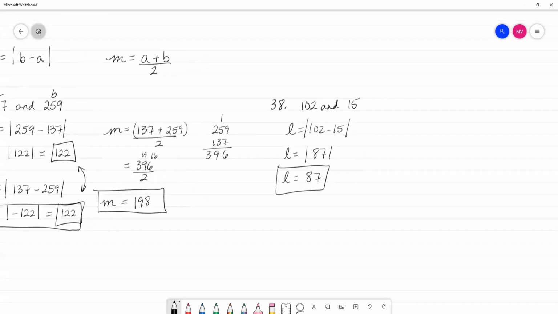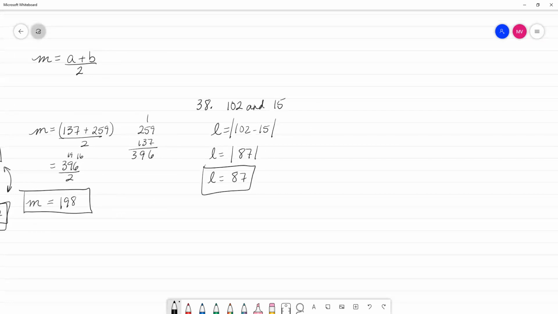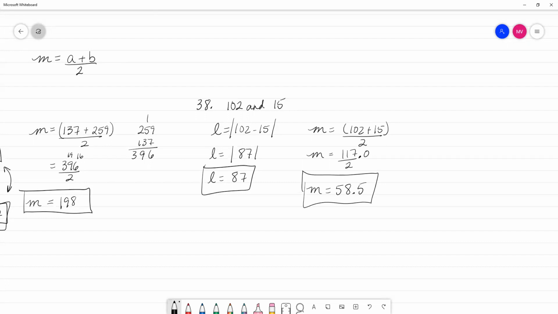All right, now midpoints. So we take midpoint equals 102 plus 15 divided by 2. So 102 plus 15 is 117 divided by 2. So we're going to have a decimal here because 2 goes into 11 5 times with 1 left over, but 7 is odd. So 2 goes into 17 8 times with 1 left over. I'm just going to put a 0 there so you can see where I'm going here. So there was 1 left over. 2 goes into 10 5 times. So our midpoint is 58 and a half.